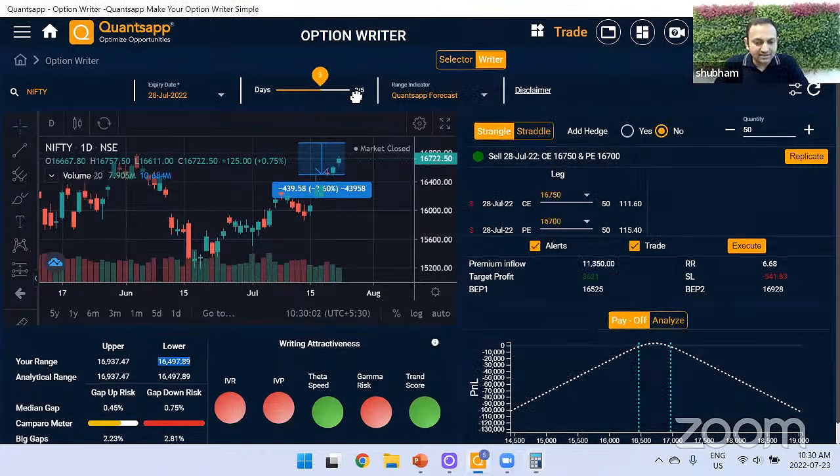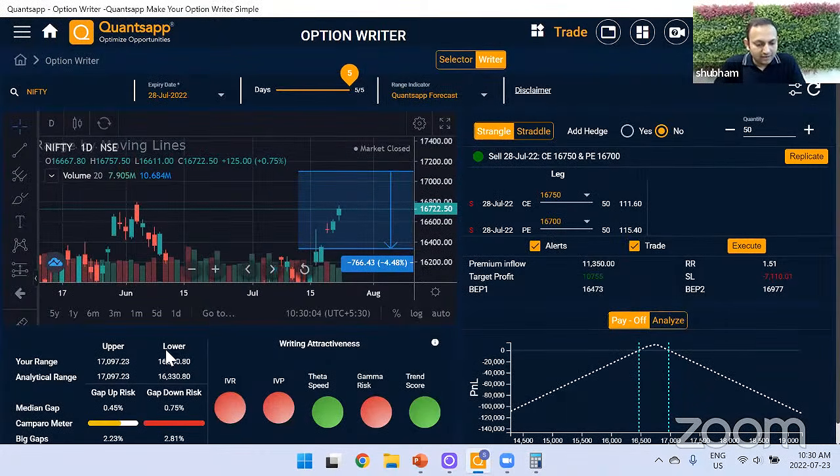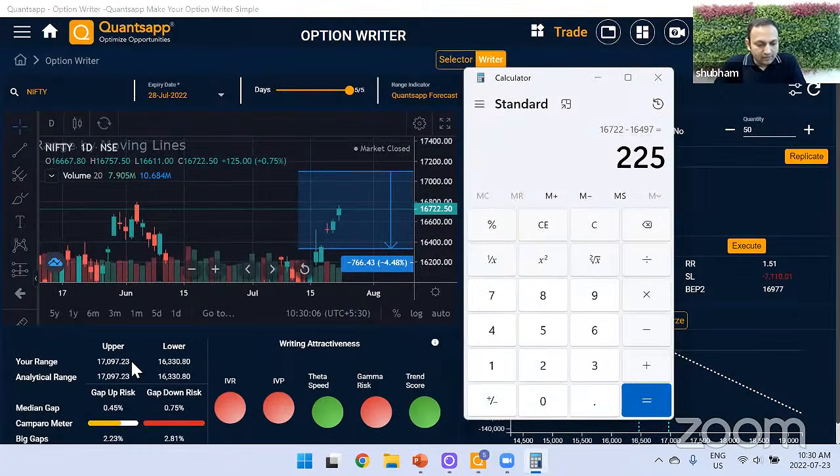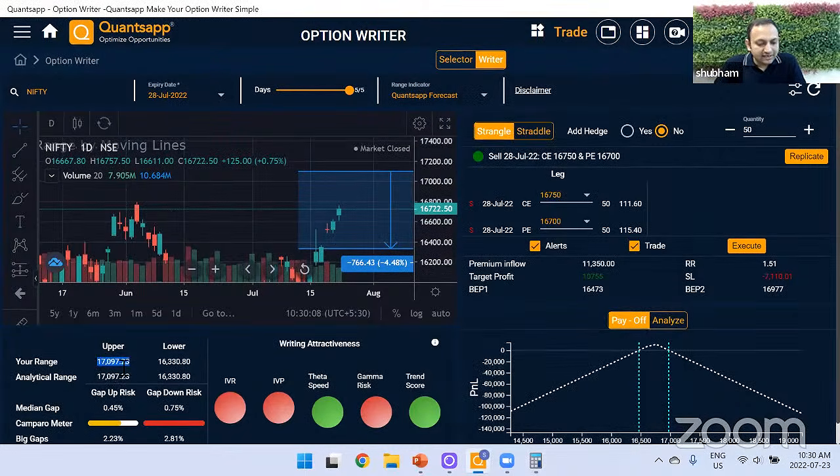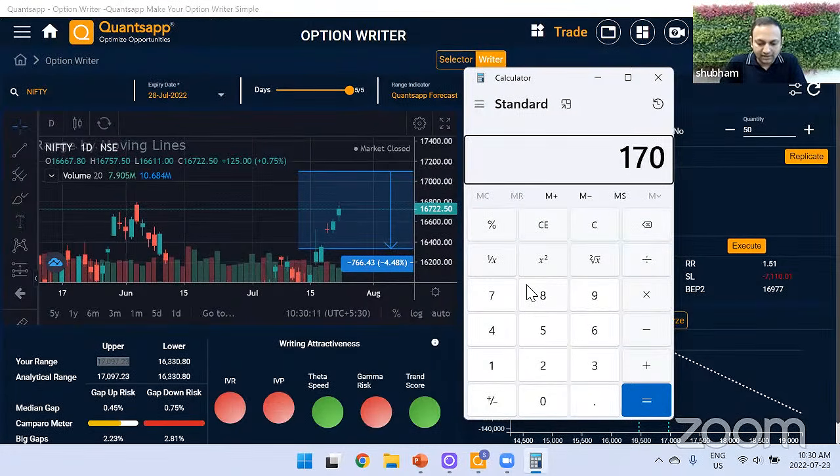So if we just, let's say, do it till expiry, and if you look at the revised forecast, then for expiry, it is telling me to sell 17,097. So if we see 17,097 minus 16,722, 375 points up. But on the other side, if we compare it with the lower range, it says 392, right? So maybe right now the market is in a kind of equilibrium level, where the difference is still there, but it is very close by.